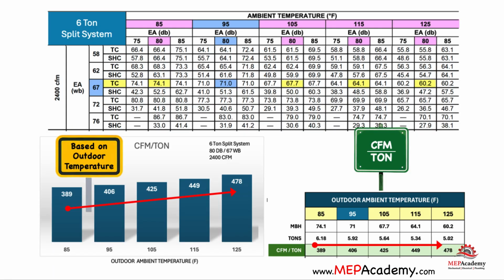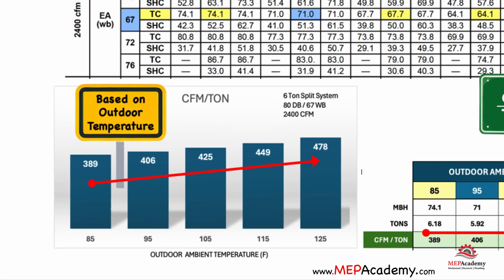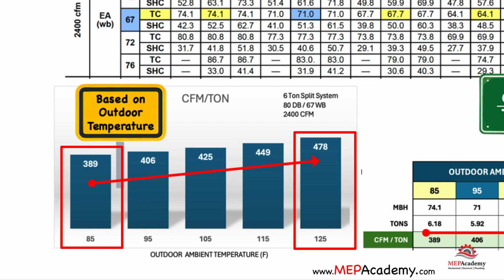If we plot these values on a chart, we can see how CFM per ton changes with the outside ambient temperature, with the air conditioner providing a constant air volume of 2400 CFM and the capacity decreasing as the outdoor ambient increases. This implies that the same amount of CFM is provided for less capacity tons at higher outdoor temperatures. Hence, the AC unit goes from 389 CFM per ton to 478 CFM per ton.